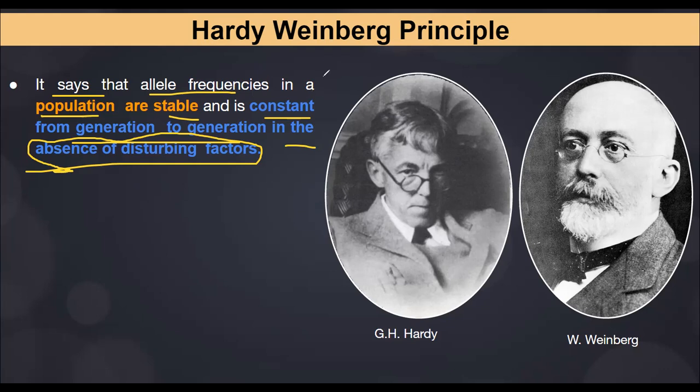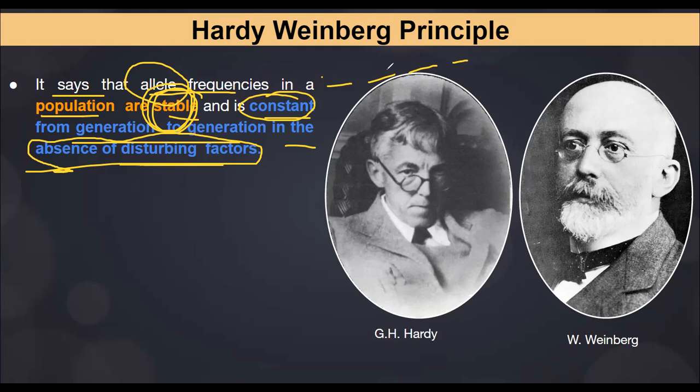Whatever we have studied up till now, the gene flow, the changes in the allele frequency, the genetic recombination, genetic drift, number of genes in a gene pool, all that, they are telling that all the allele frequencies, that is the number of times an allele can occur in a particular population, are stable and constant from one generation to another, unless and until there is a disturbing factor.